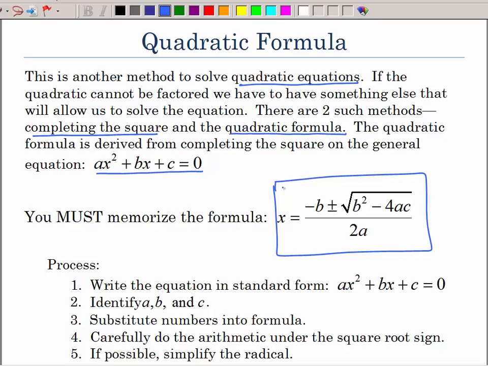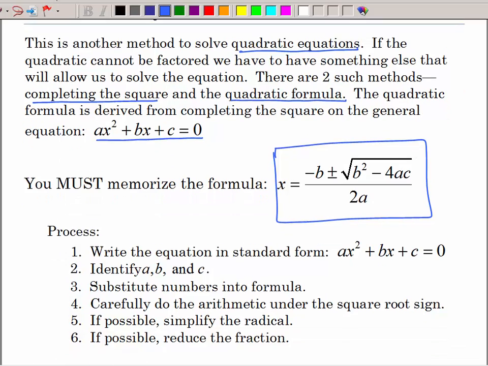We'll learn how to sing it in class to the tune of Pop Goes the Weasel, but it's a formula you're going to use as long as you are taking math classes. Now, once you memorize the formula, it's very easy to use, and that's what we're going to look at today.